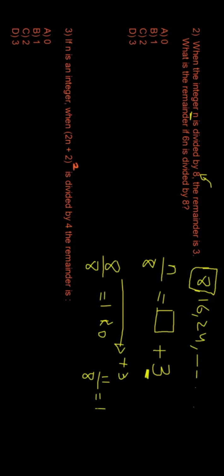11 divided by 8 would give me, everyone gets 1. 11 chocolates divided among 8 people. Everyone gets 1, and the remainder, the leftover, is 3. So 11 is my number. The integer n is 11. It's divided by 8. The remainder is 3. Done. I worked out the number.